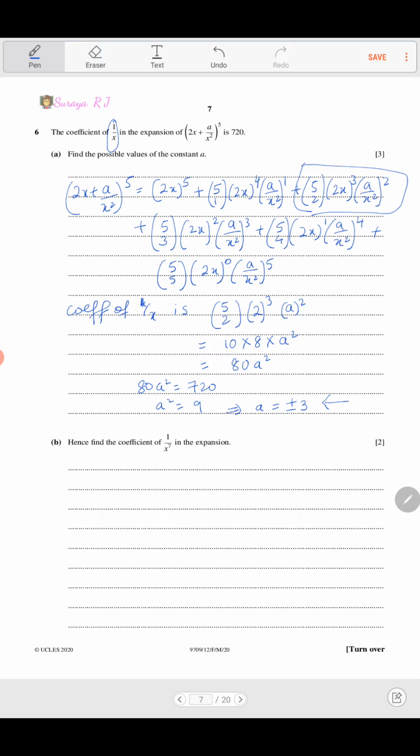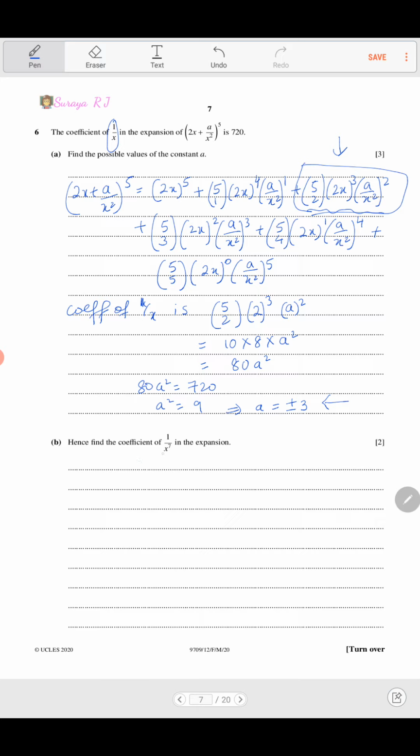So you can use any other method, but we must arrive at this point, that is the coefficient of 1 over x. This is the most important part. 5c2, (2x) power 3 into (a over x squared) power 2. And then equate it with 720, solve to obtain the values of a.